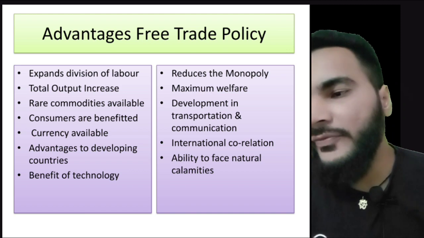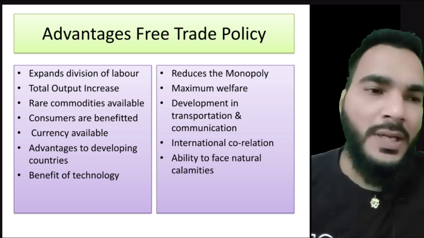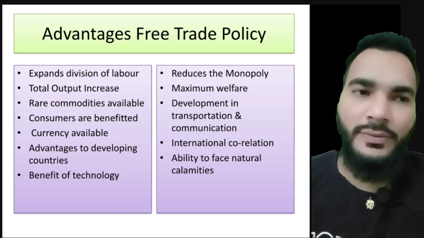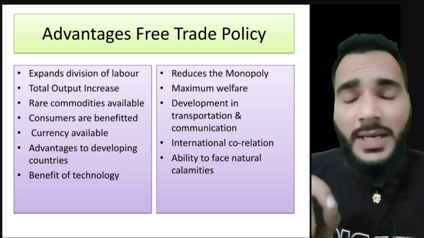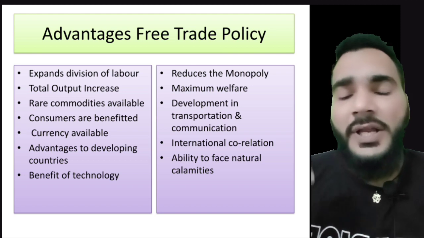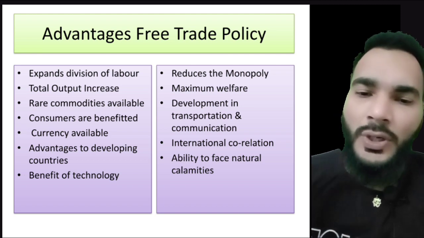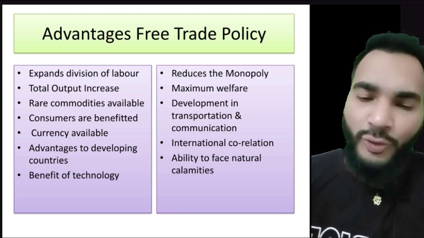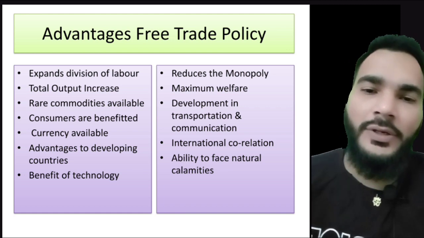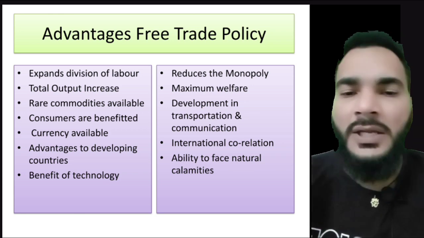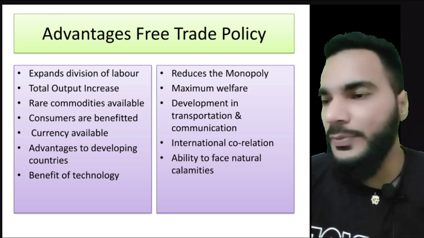Then we have the benefit of technology. Let me give you some examples: we have China, Korea and Japan. If they get specialization in technology, they would only focus on technology, and other sectors would be removed from that country. They would produce different kinds of technologies, and each and every country would get a benefit just because of the free trade policy.